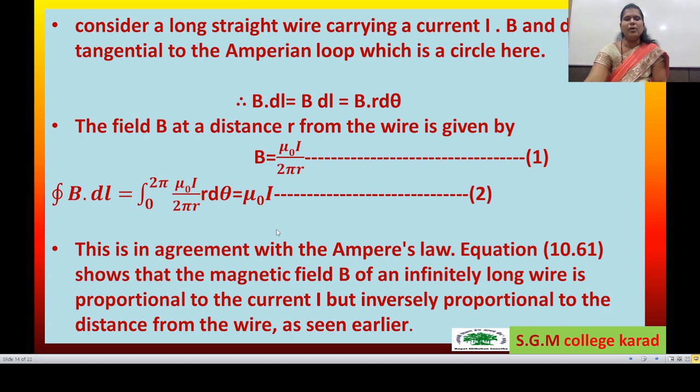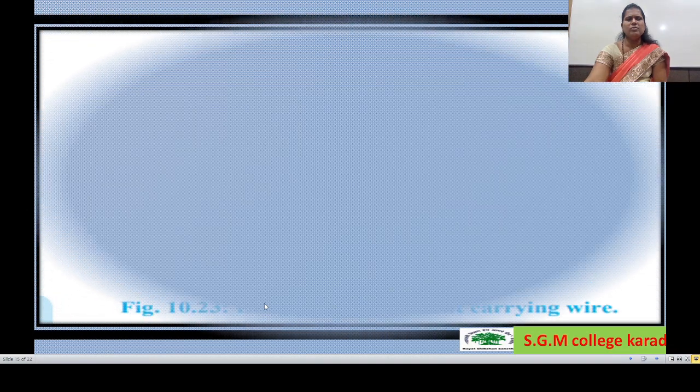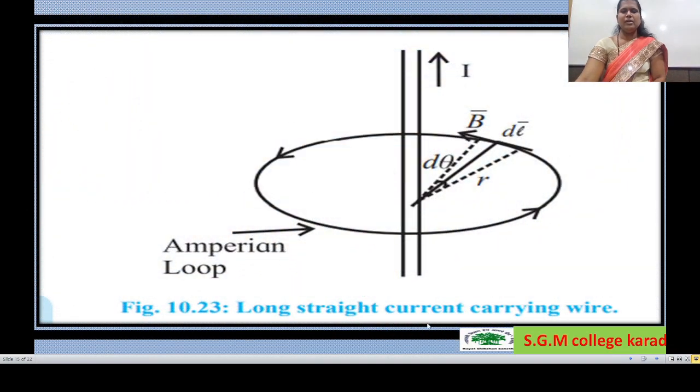The magnetic field of an infinitely long wire is proportional to the current but inversely proportional to the distance from the wire. Using this diagram, we have a long straight wire carrying current, where I is the current flowing through it. The circle drawn around this current carrying wire is known as the Amperian loop. R is the radius, so instead of dl we can write R d theta.